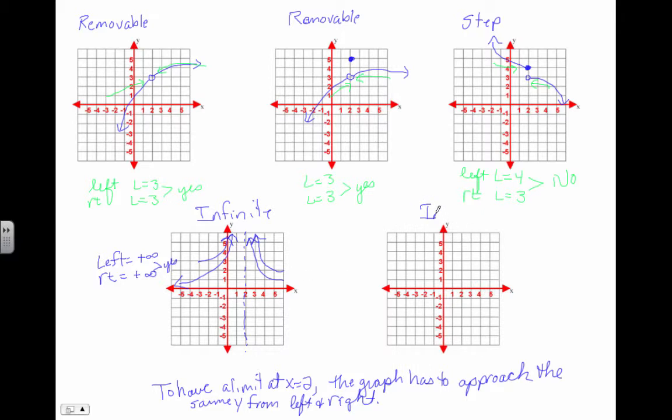Here's another infinite one. At 2. This one from the left goes to positive infinity, but from the right goes to negative infinity. So this is a no, because it approaches 2 different numbers as you get closer to 2.